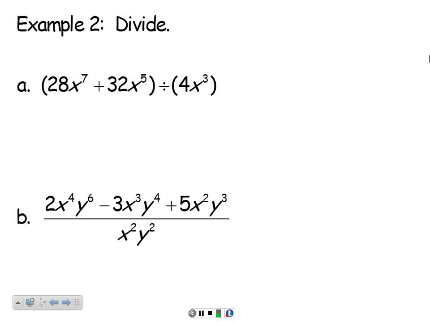Okay, so if it's not written as a fractional problem, such as letter A, and you're dividing by a monomial, and that's key, if you are dividing by a monomial, I would like you to set it up as a fraction. So you have 2x to the 7th plus 32x to the 5th divided by 4x to the 3rd. Okay, so now what you're doing is you are dividing each term by that 4x to the 3rd.